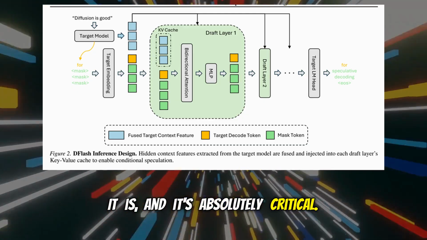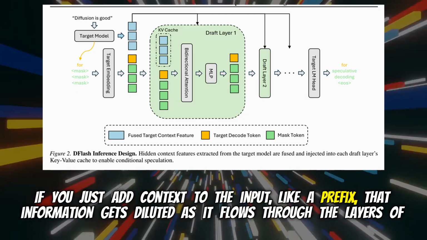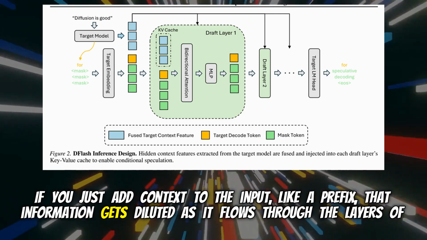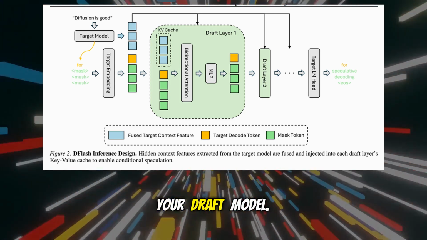It is, and it's absolutely critical. If you just add context to the input, like a prefix, that information gets diluted as it flows through the layers of your draft model. It gets weaker.